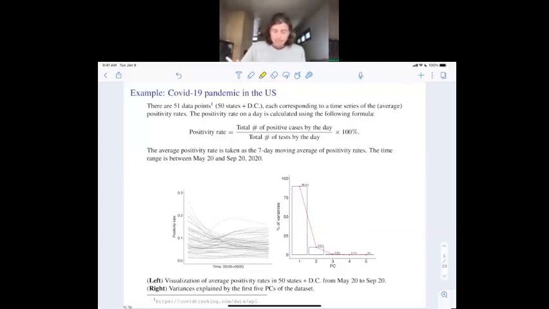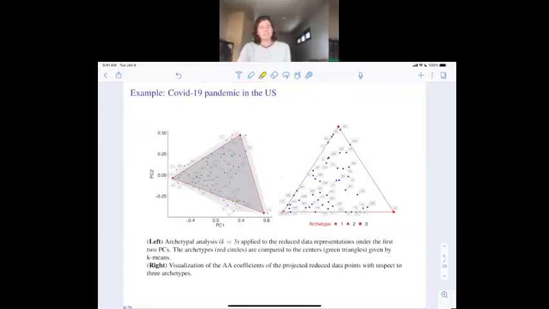And I do want to just point out, I think this is New York here, this one that starts very high. So they had this very bad first wave, right? And then Arizona leads with the second wave here. So this is Arizona here. Okay, so we'll interpret this later. Okay, so here I'm going to show the results of archetypal analysis for this data.